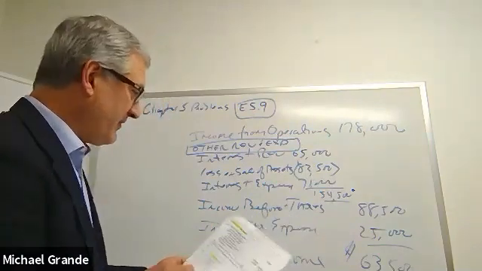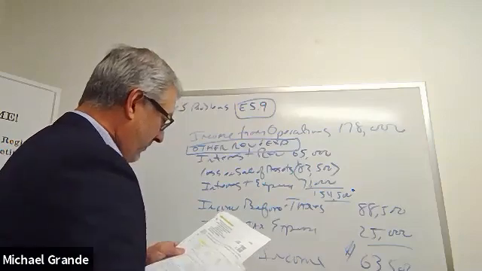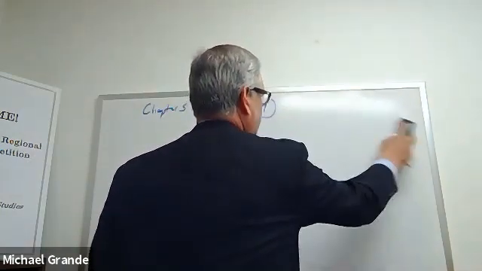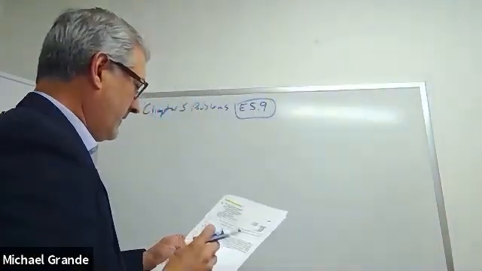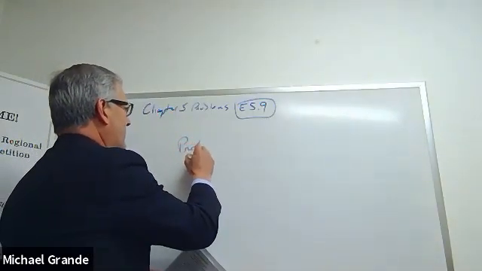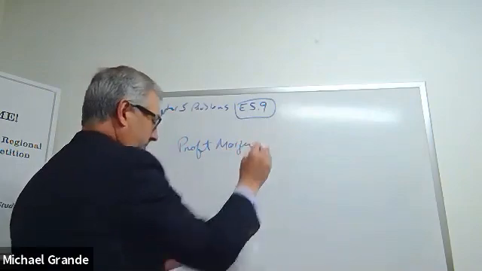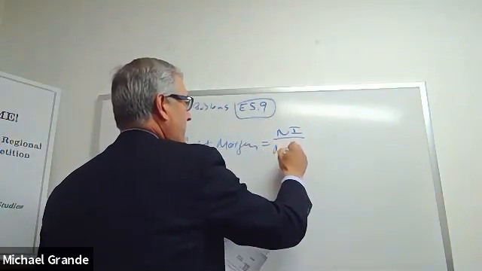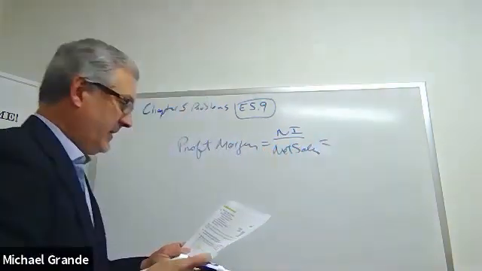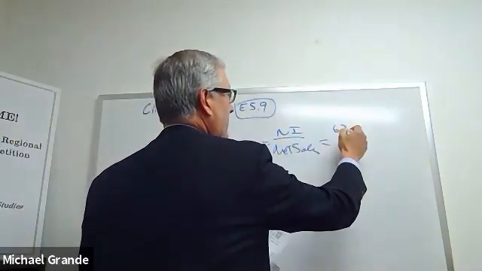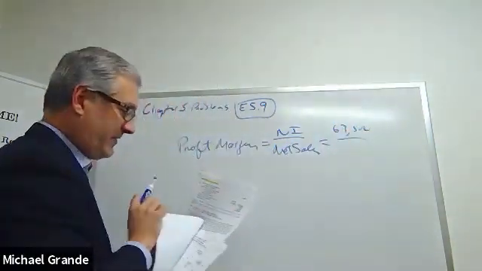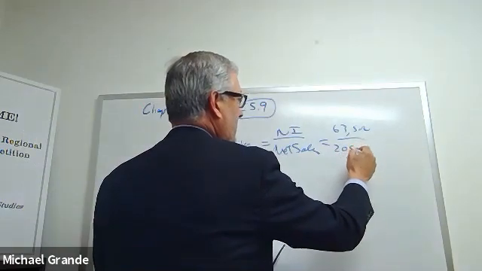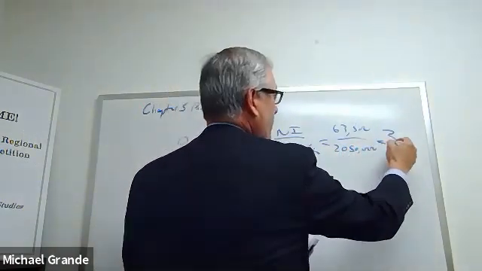The next item it's asking us for here is to calculate the profit margin and the gross profit rate. The profit margin is going to be what? Net income divided by net sales. In this case, it's 63.5 divided by net sales, 2,050,000. This is 3%.